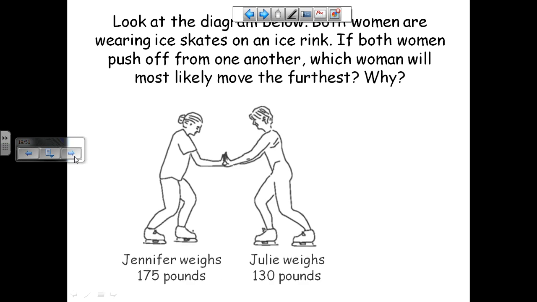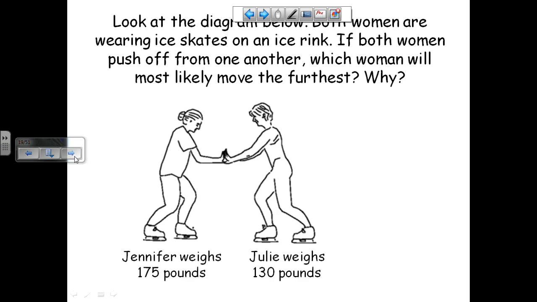All right, let's look at our final example here. You're looking at a diagram below. You've got two women wearing ice skates. If they both push off from one another, which woman will most likely move the farthest and why? Well, you have Jennifer that weighs 175 pounds and you have Julie that weighs 130 pounds. Take a few seconds to think about which one of these women is going to move the farthest and why.